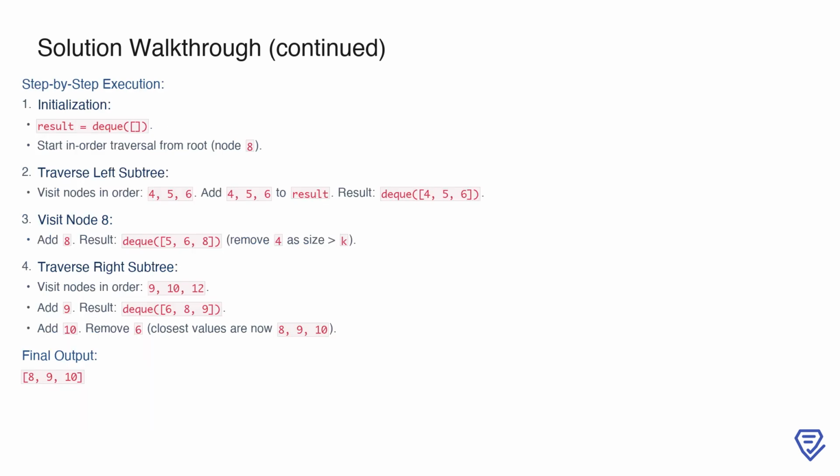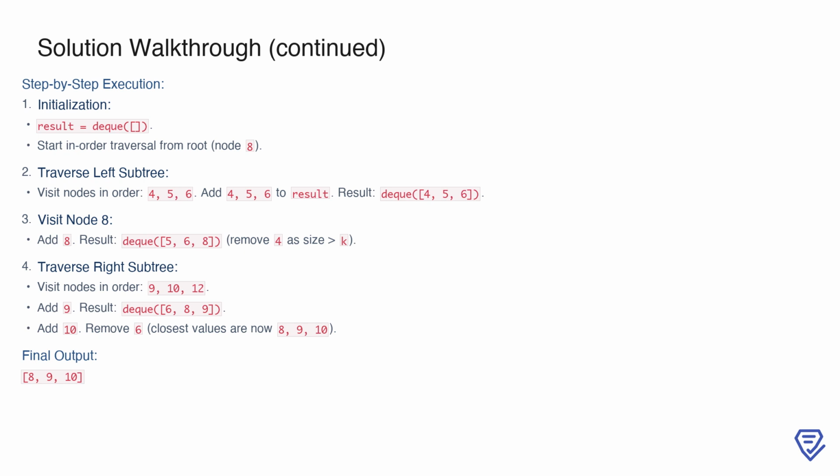For the final example, we analyze a larger binary search tree with a target value of 9 and k equal to 3. Starting with an empty deque, we perform an in-order traversal. In the left subtree, we visit nodes 4, 5, and 6, adding them sequentially to the deque, which becomes 4, 5, 6. At the root node, 8, we add its value to the deque, resulting in 5, 6, 8. After removing 4 to maintain size k, moving to the right subtree, we visit nodes 9, 10, and 12 sequentially.